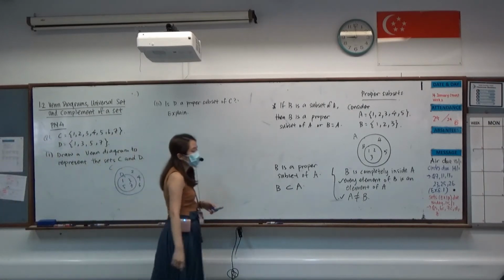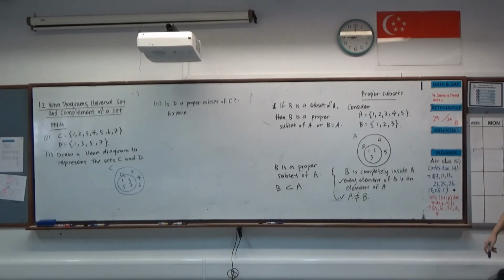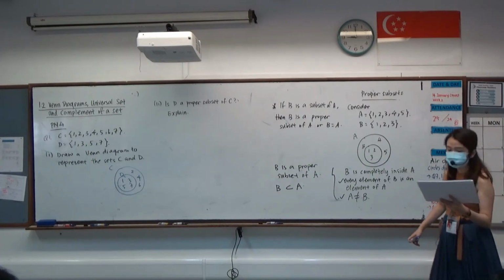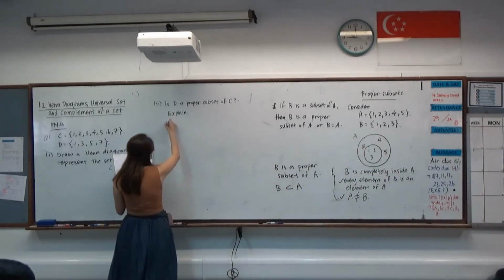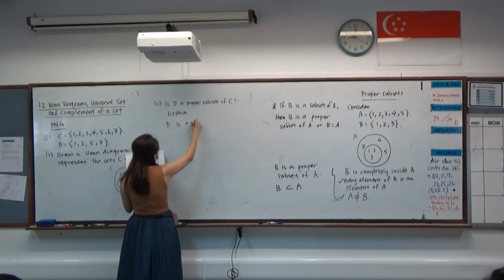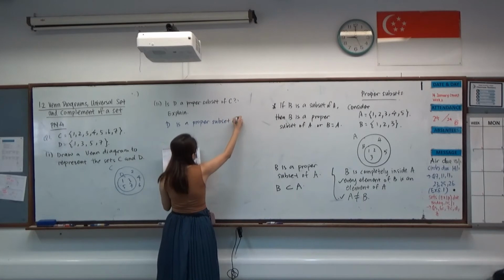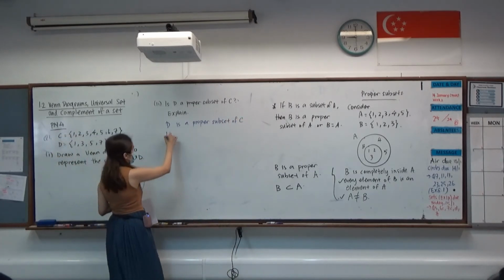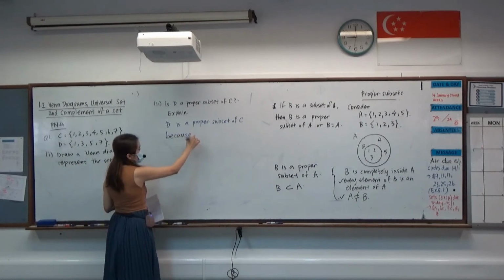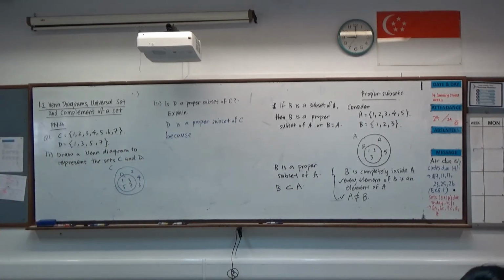Then in part 2, the question asked, is D a proper subset of C? So what do you think? Yes, no? Teresa? Yes, right? Okay, so D is a proper subset of C, but why? Because? Joshua, what do you think? Why is D a proper subset of C?